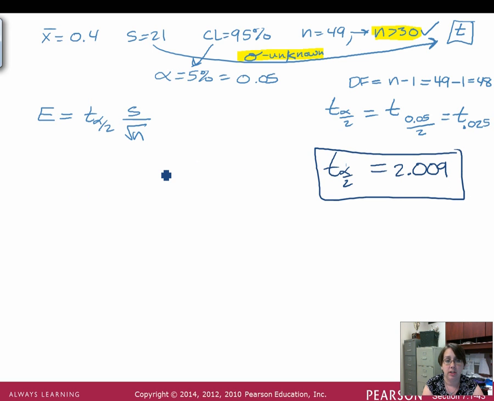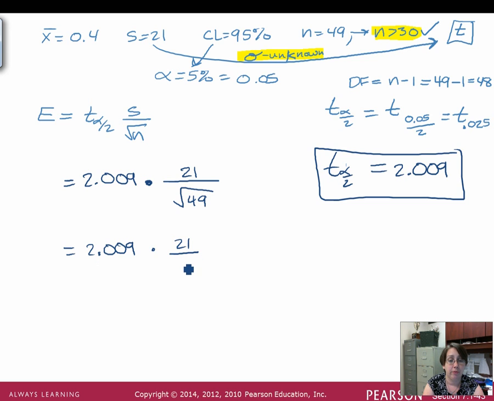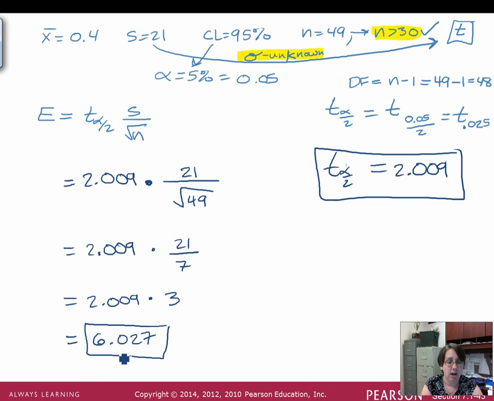That is what you're going to need for your error. Our error involves 2.009 times the s, which is your sample standard deviation, divided by the square root of n, which is 49. Now this you could work out by hand, or you could punch it in your calculator very carefully. So 21 over the square root of 49, that's 7. So 21 divided by 7, that's 3. If we multiply 2.009 by 3, we get 6.027. This is the amount of error we are allowing for when we build our interval.